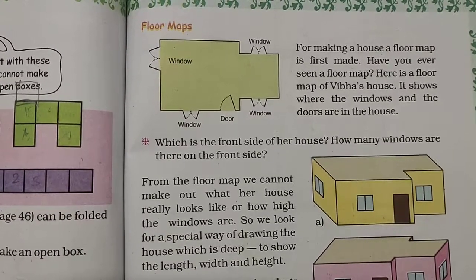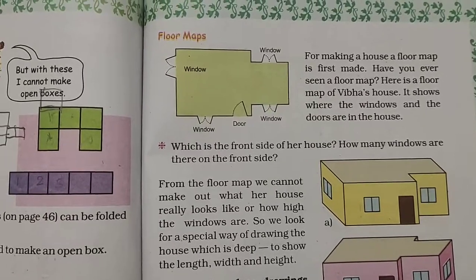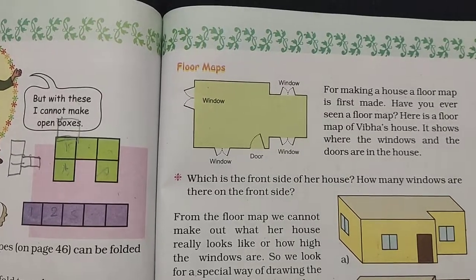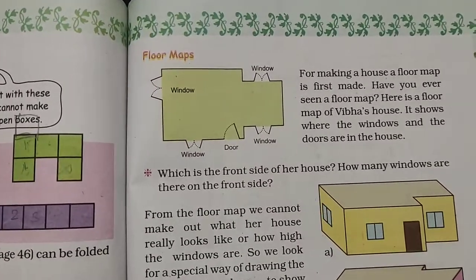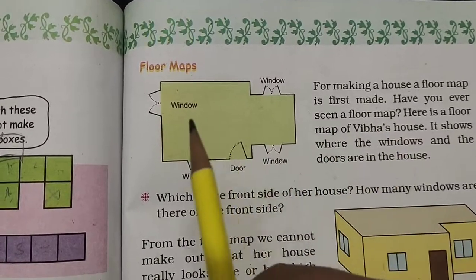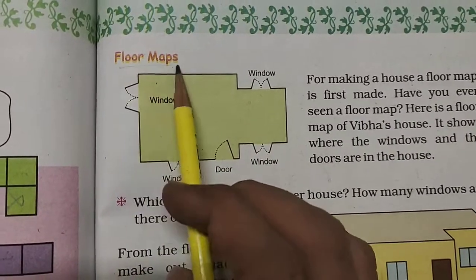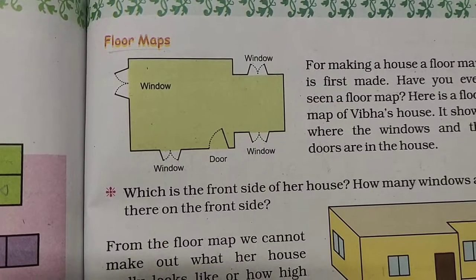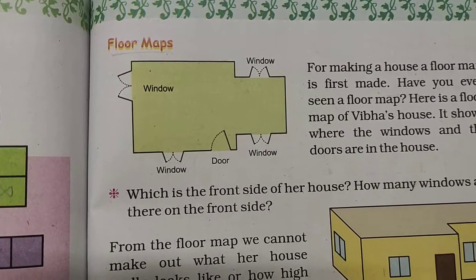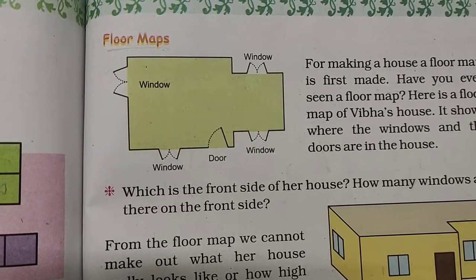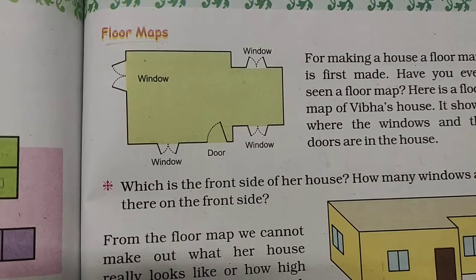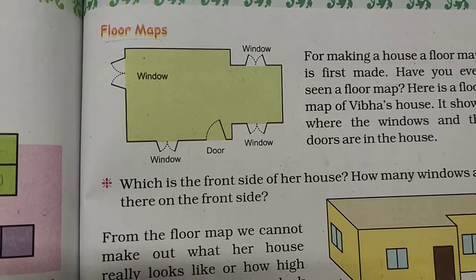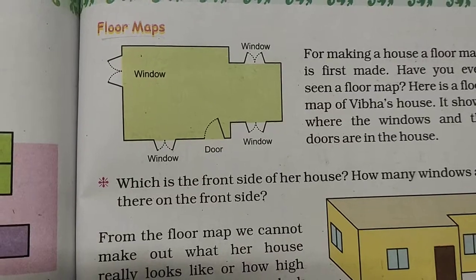Now students, in today's video, we will study from page number 129 and further of your textbook. Now let's see what is there on our page. Floor map. Students, what do you mean by floor map? A floor map is a 2D shape of any building, of any house, any room or any building which we want to construct. Before that construction, we are supposed to make a floor map of it.